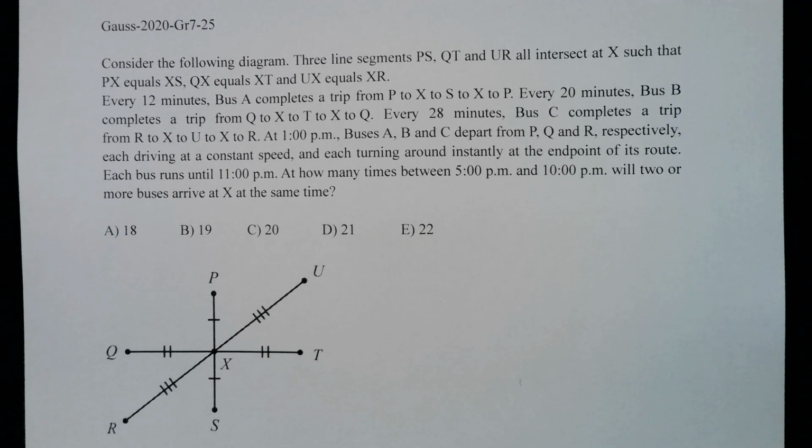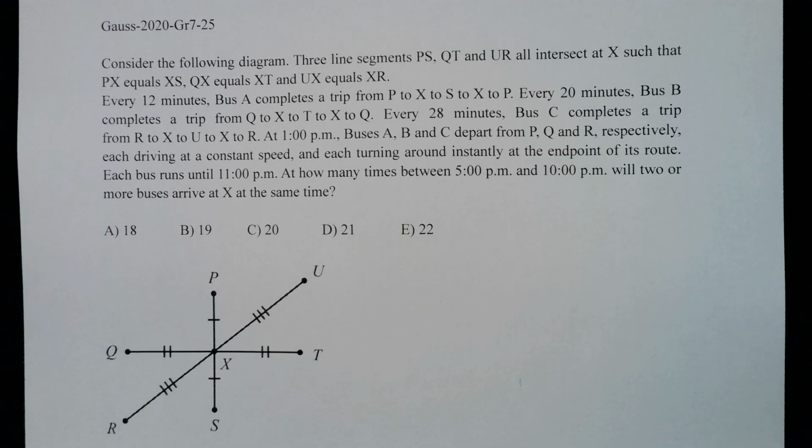Today we have yet another Gauss question here, and as always, let's first start by reading the question. So consider the following diagram. Three line segments PS, QT, and UR all intersect at X such that PX equals XS, QX is going to equal XT, and UX is going to equal XR.